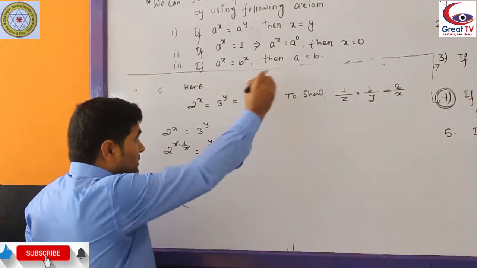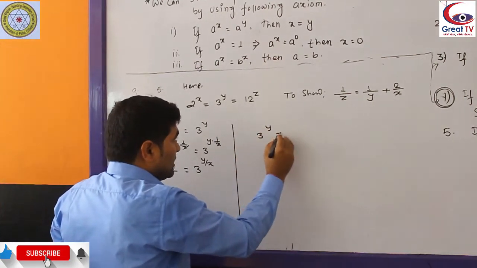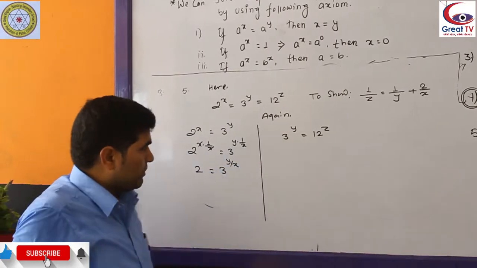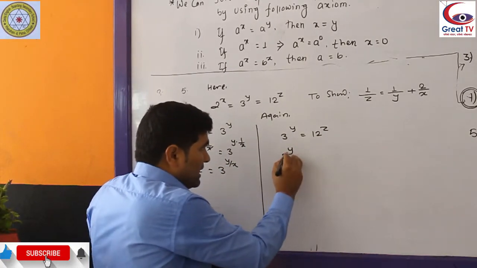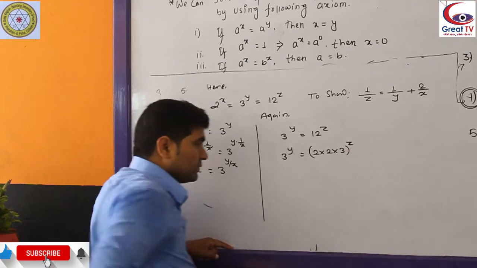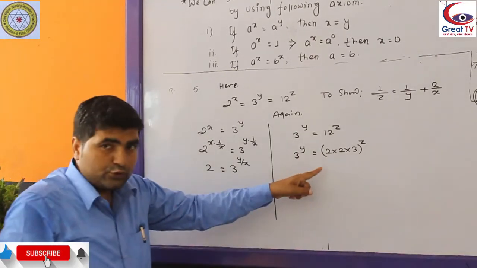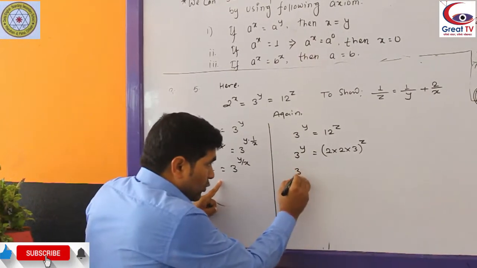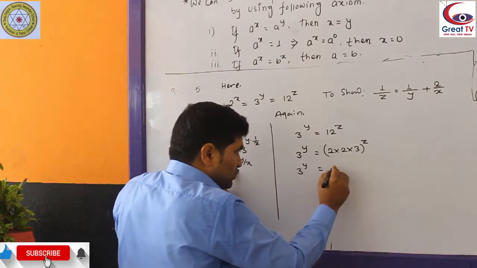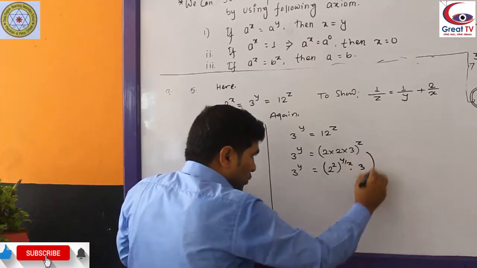Similarly, let us look at the second condition: 3 power y equal to 12 power z again. 3 power y equal to 12 power z. This means 2 × 2 × 3 whole power z. We can write this, value of 2 equal to what? 3 power y by x. We can substitute the value of 2 from the first. That means 2 square whole power y by x dot 3 whole power z.